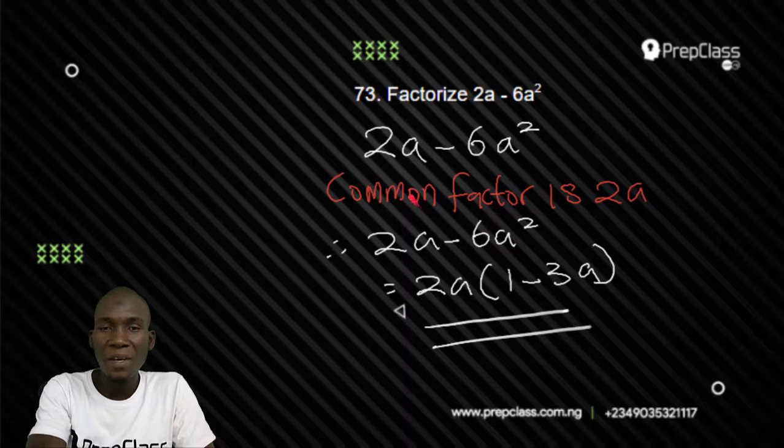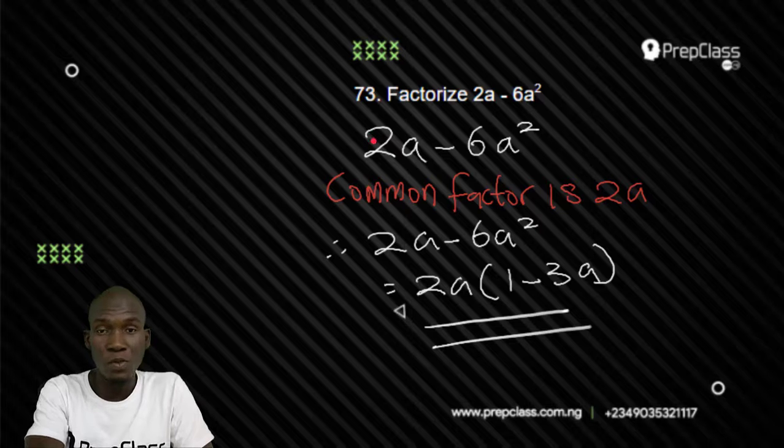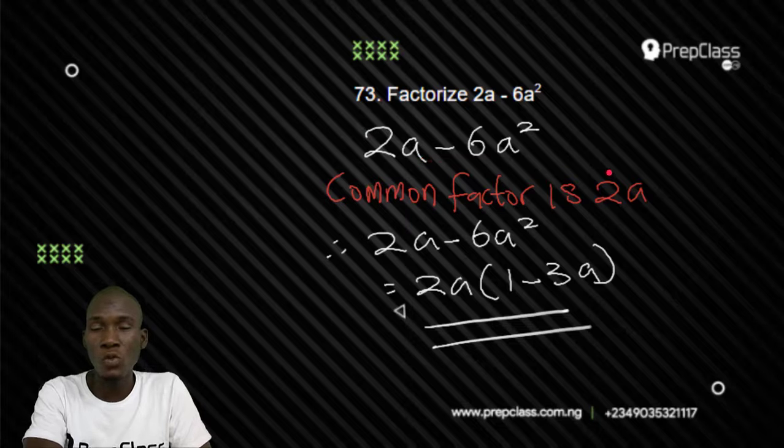Why? Because we have 2 to be common between 2 and 6. 2 can go in 2 and 2 can also go in 6. So 2 is common. Now, a and a squared, what is common? There is a single a here. We have double a here. So it means a is common. So multiplying our two common factors, we have 2 and a to give us 2a.